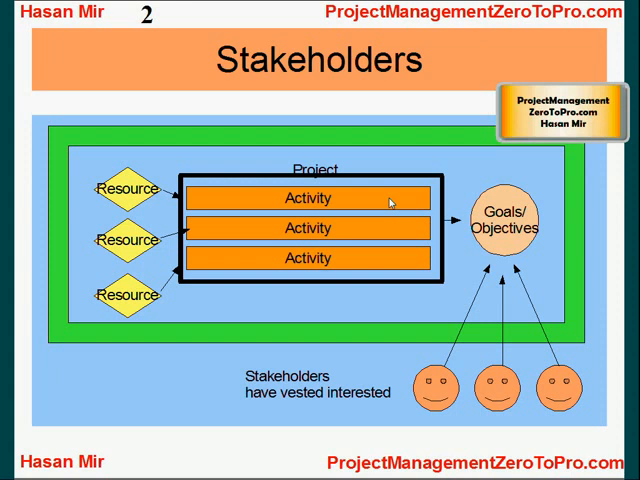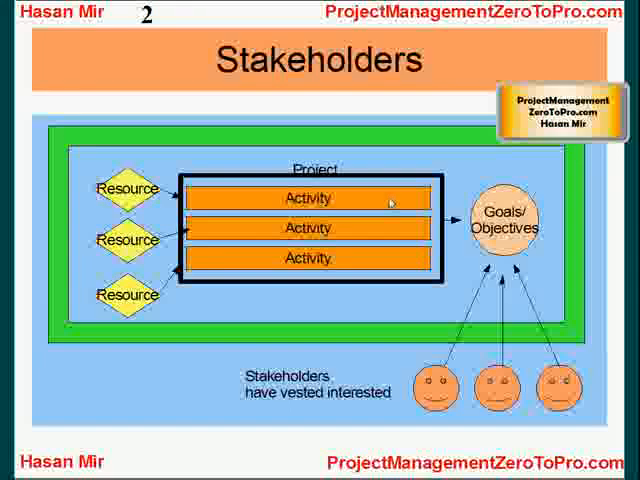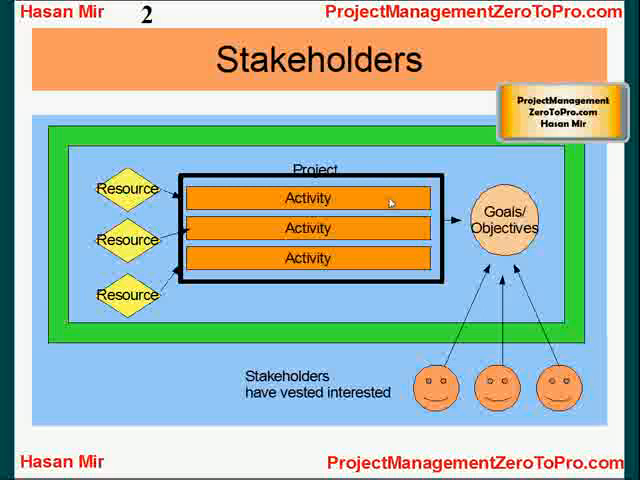In the previous tutorial, you learned the differences between a project and an operation. You need to identify if the assignment given to you falls under operation or is it a project. In this tutorial we'll talk about stakeholders. You need to identify who the stakeholders are if the task given to you falls under a project category. So who would be the stakeholders?